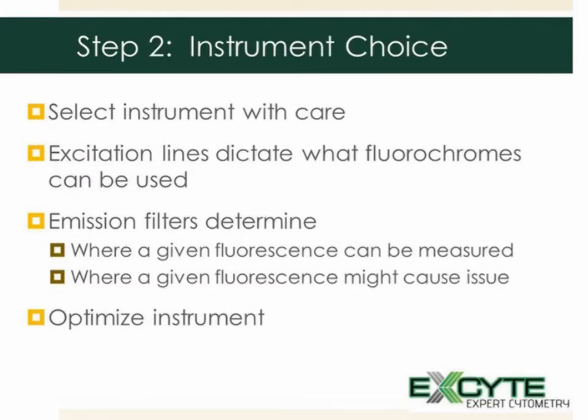The second step in polychromatic panel design is your instrument choice. You want to select your instrument with care from what's available in your local institution. The excitation lines on the instrument will dictate what fluorochromes you can use in your polychromatic panel. The emission filters on your instrument will dictate, 1, where a given fluorescence signal can be measured, and 2, where a given fluorescence might cause issues, and we'll illustrate those in a minute.